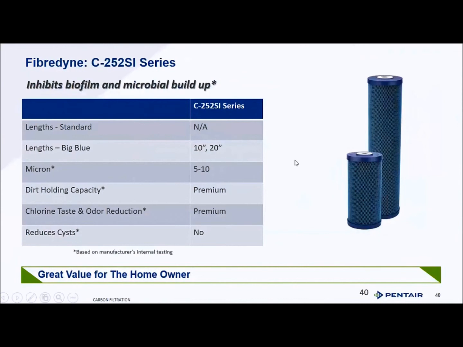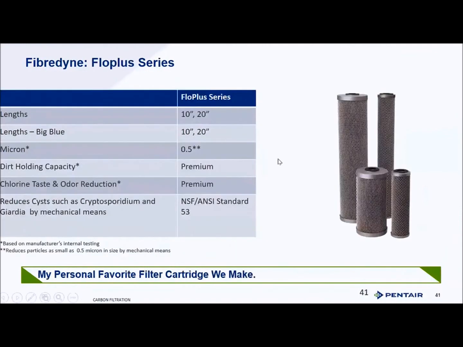You have specific industries that require this. It has AGON added to inhibit microbiological growth inside the cartridge. Lots of variation here. Flow Plus, this is our half micron cartridges, very, very high flow rates, certified to ANSI and NSF 53. Literally my favorite product in our cabinet. And we don't sell enough of this, to be honest with you.